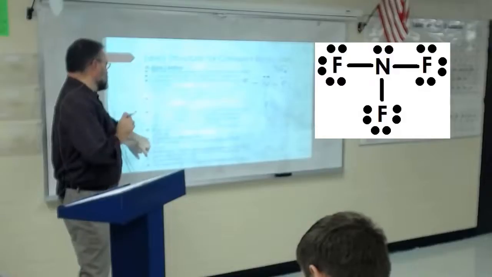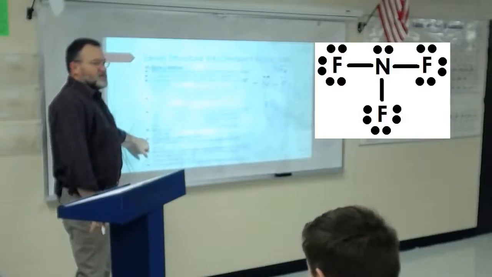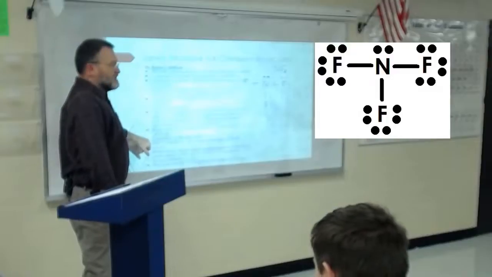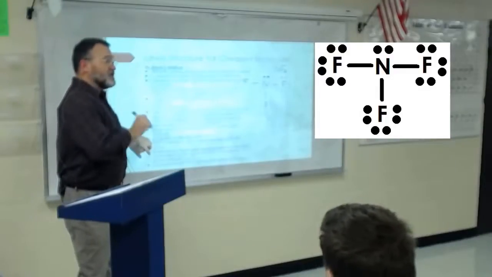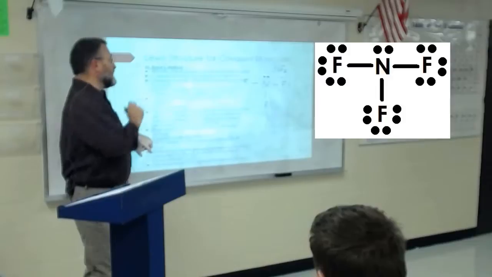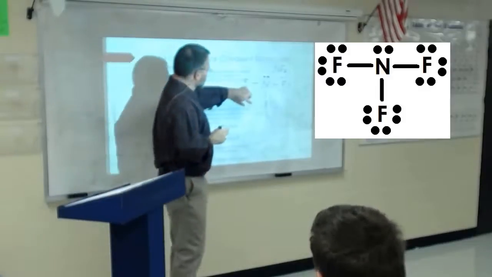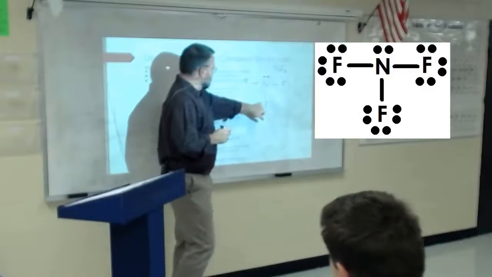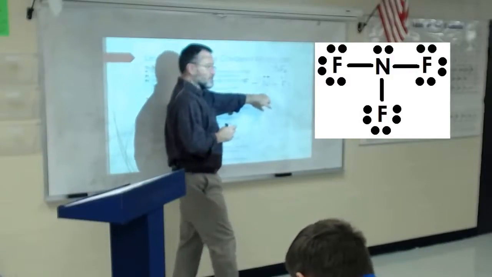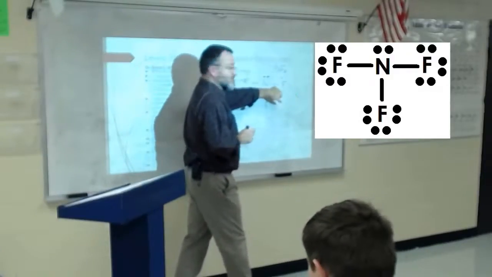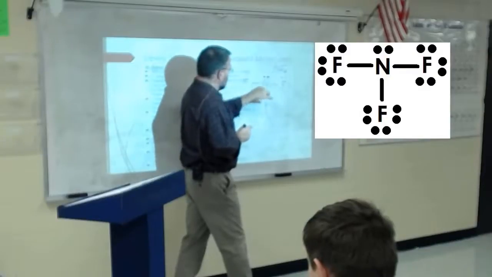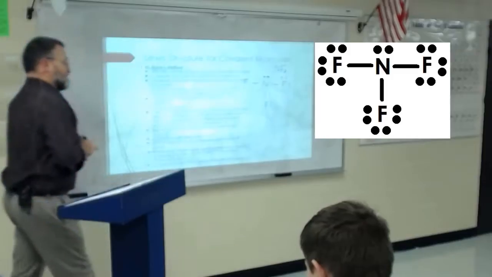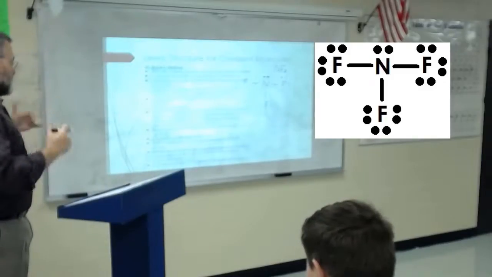Now I'm going to go through and check to see if the octet rule has been satisfied. Is the octet rule satisfied? Don't forget to check the center element as well. Let's go around the outside. Fluorine, what does it see? 2, 4, 6, 7, 8. Same for the next two fluorines. And the nitrogen: 1, 2, 3, 4, 5, 6, 7, 8. The octet rule is satisfied for every element on the board, so we're done.